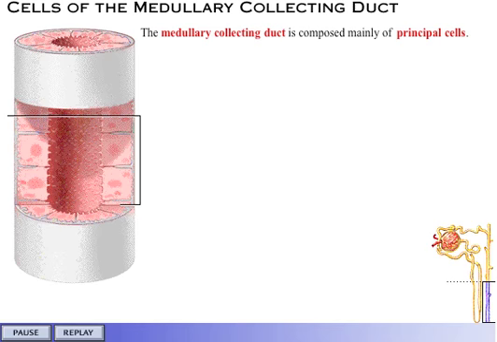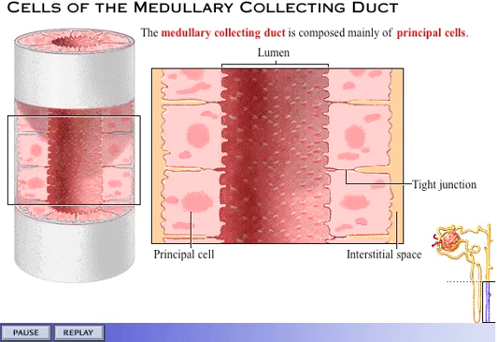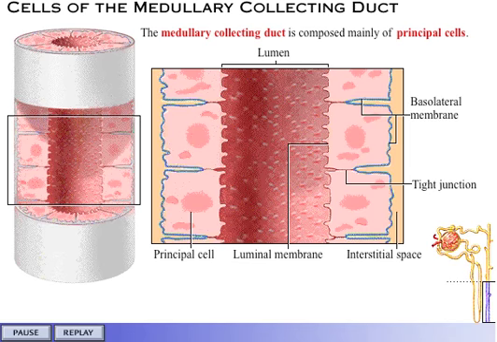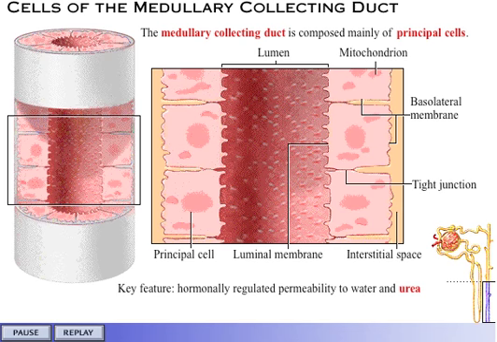Principal cells of the medullary collecting duct are mostly cuboidal in shape. The luminal and basolateral membranes are relatively smooth, and the cells possess few mitochondria. The permeability of these cells to water and urea is hormonally regulated as the fluid passes through this region. The key feature of these cells is their hormonally regulated permeability to water and urea.